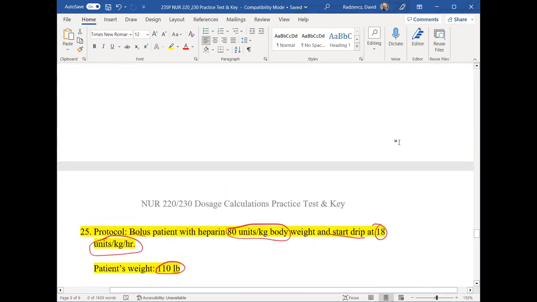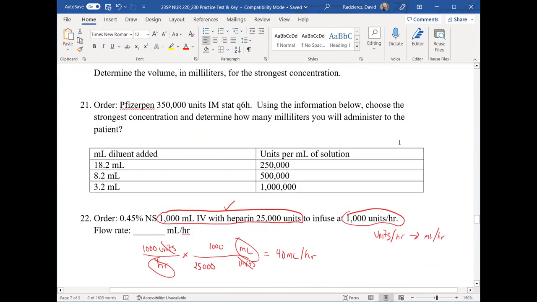I just wanted to address, because someone had asked about question 21, and then I briefly went over it. I just want you to know, when you see a question that looks like this, this is what you'll see if you look at a Pfizer pen label.